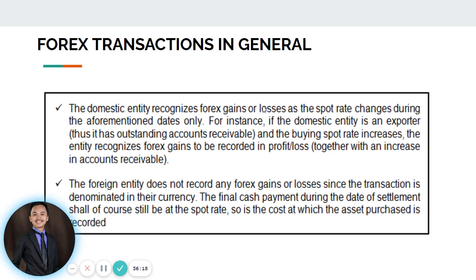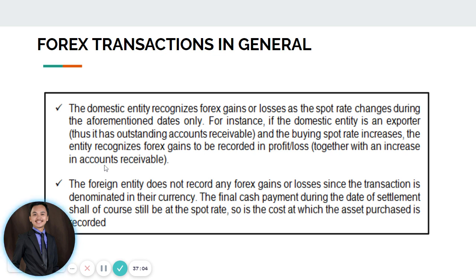Alright? So for instance, if the domestic entity is an exporter, thus it has an outstanding accounts receivable. If we are the exporter, we are the seller, so that means we have the receivable. And the buying spot rate increases. Of course, if we are the exporter, we use the buying spot rate, and when the buying spot rate increases, we recognize a gain. In that case, the entity recognizes forex gains to be recorded in profit or loss. Any forex gain or loss will be recorded in the statement of profit or loss, or income statement. Together with an increase in accounts receivable, there is a gain and there is an increase in accounts receivable.